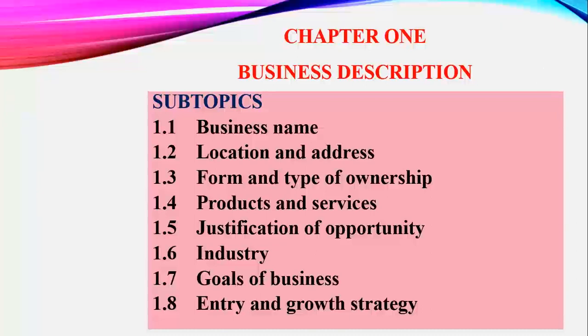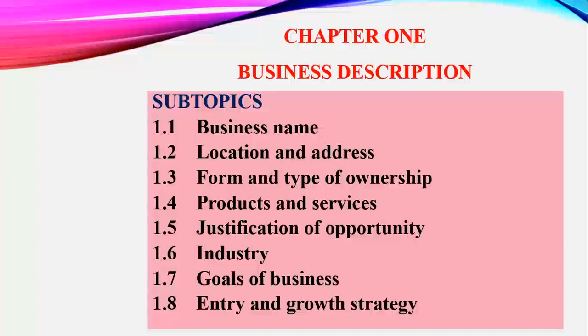So let me take you briefly into the contents of the various chapters of a business plan. I'm going to start with chapter one, and chapter one is business description. Under business description, you are expected to write on various subtopics. And as per the Kenya National Examination Council, they have given you some subtopics that you should write on when it comes to business description. And these subtopics include subtopic one. If you look at these, we have 1.1. 1.1 here means chapter one, subtopic one. Chapter 1, subtopic 2, chapter 1, subtopic 3. That is one thing you need to understand.